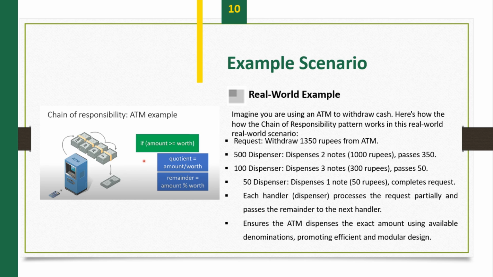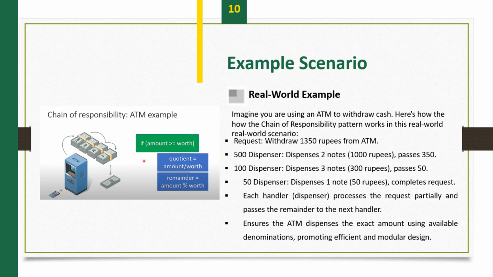Now, to proceed, we'll explore the chain of responsibility design pattern by looking into the ATM handlers, a real world example. This example will help you to see how this pattern works in a real world scenario. We are considering an ATM cash withdrawal. Imagine you're using an ATM to withdraw cash. Here, the chain of responsibility pattern helps the ATM dispense the exact amount you requested. For this example, we are going to dispense 1350 rupees.